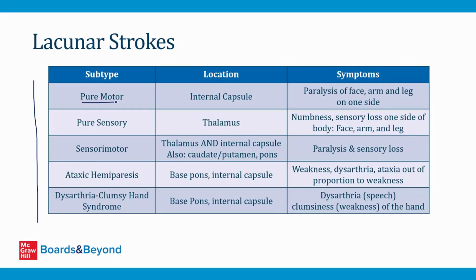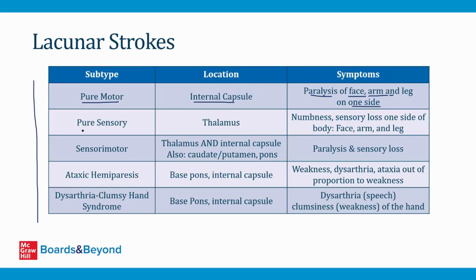The first subtype is the pure motor subtype of lacunar stroke. This is what happens when you have ischemia involving one of those small blood vessels that damages the internal capsule. So these patients present with dense hemiparesis and paralysis of the face, arms, and legs all on one side of the body. And remember, this is different from MCA and ACA strokes, which damage regions of the homunculus. They don't present with dense hemiparesis. They present with hemiparesis that's more predominant in the legs or the arms or vice versa.